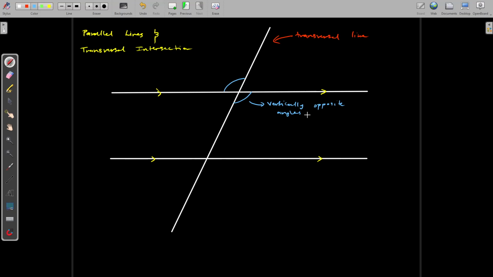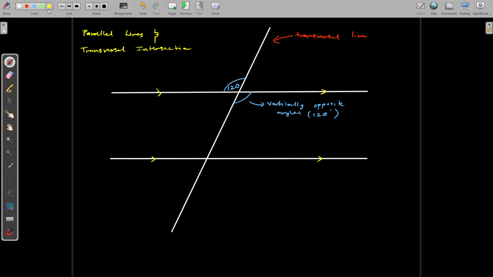So vertically opposite angles are equal to each other. Let me use numbers. So let's say this is 120. This one down here, 120. They are vertically opposite, so they are equal to each other.